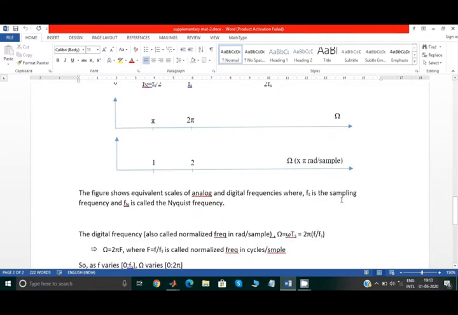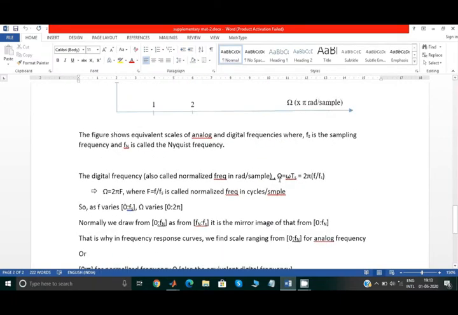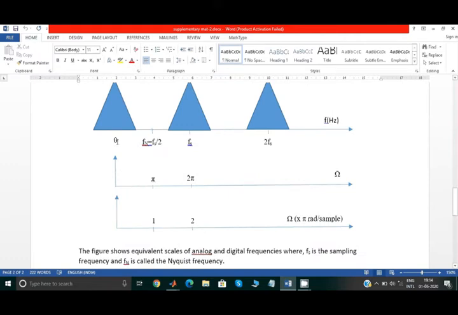As we have already discussed earlier, the relation is capital omega equal to small omega times sampling time Ts. Small omega is the frequency related to the analog signal, so that is equal to 2 pi f by fs. Now you see, when f ranges up to fs, capital omega ranges up to 2 pi. So fs in f is equivalent to 2 pi in capital omega. Here, 0 to fs is 0 to 2 pi.